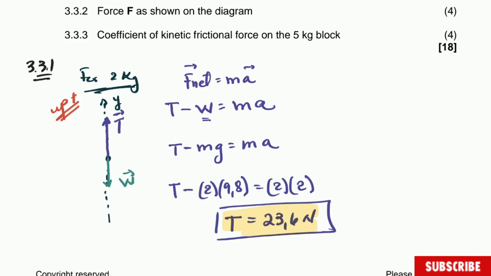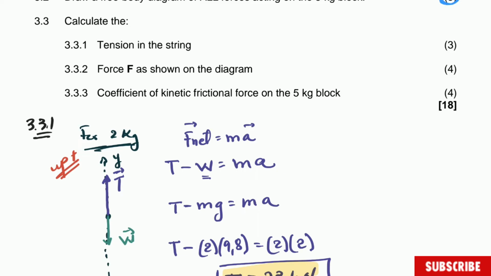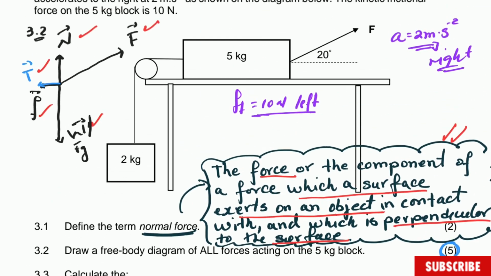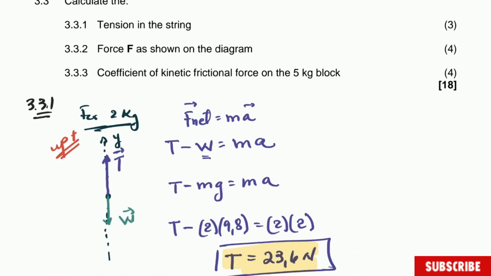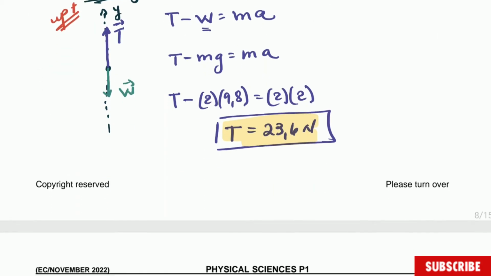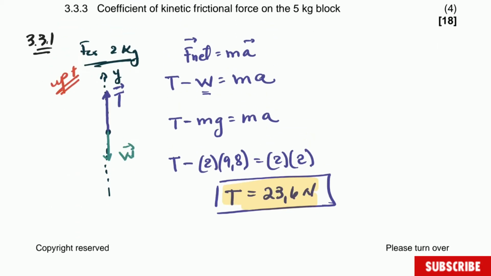Now, the next question is question 3.3.2. Calculate the force F as shown in the diagram. To calculate force F, we must work with the 5 kilogram block because force F is acting on the 5 kilogram block. Once more, we are going to draw the free body diagram for that specific block. So let's go to a new page. There's no space here. So here we are, and we're going to draw the free body diagram for the 5 kilogram block.